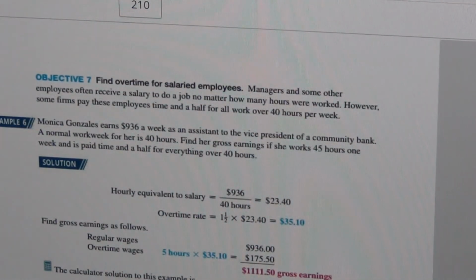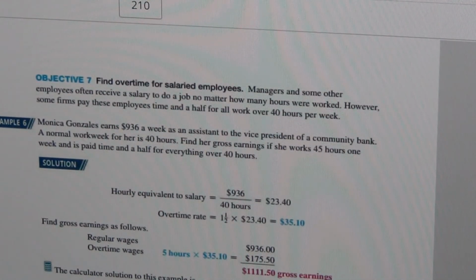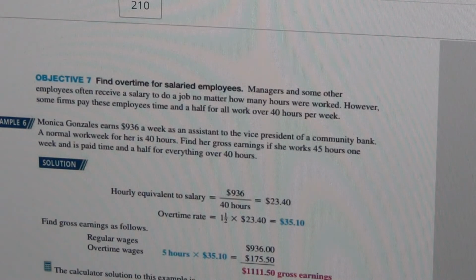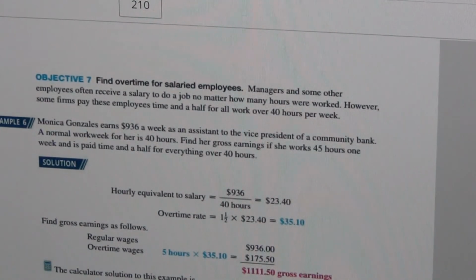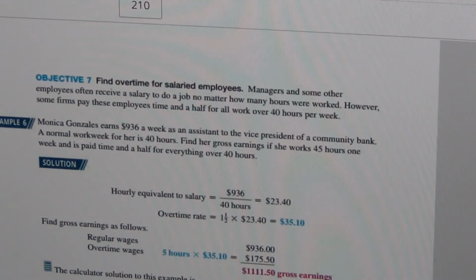Now, contrary to what people believe, people often say, well, if you're salary, you don't get any overtime. And that's not necessarily the case. The state of California doesn't really distinguish what they call salary. In fact, I don't believe they have that in the laws of employment, okay?